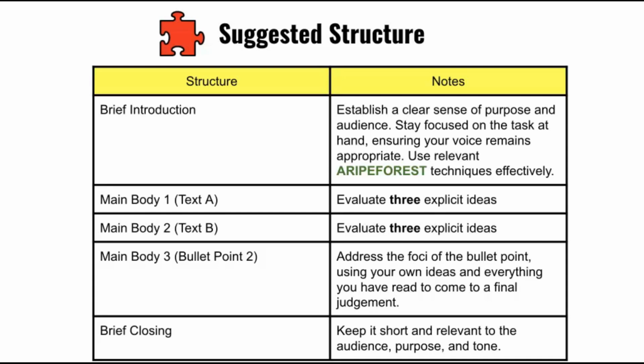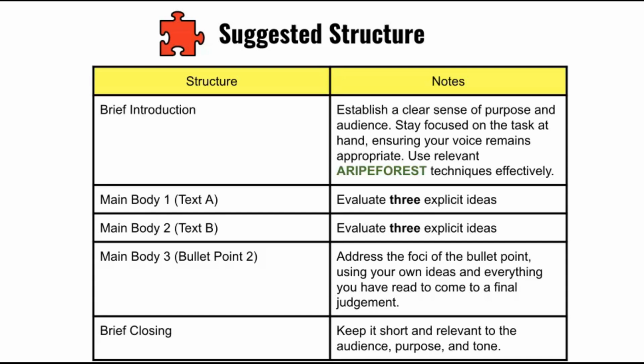Your main body paragraph 1 should focus on text A only, aim to evaluate 3 ideas in detail. Main body paragraph 2 focuses on text B, following the same structure as the first paragraph, so by the end you should have evaluated 6 ideas in total. And your last main body paragraph 3 wraps things up by drawing a conclusion of sorts. There are usually multiple strands to cover with this bullet point, so read the second bullet point carefully.